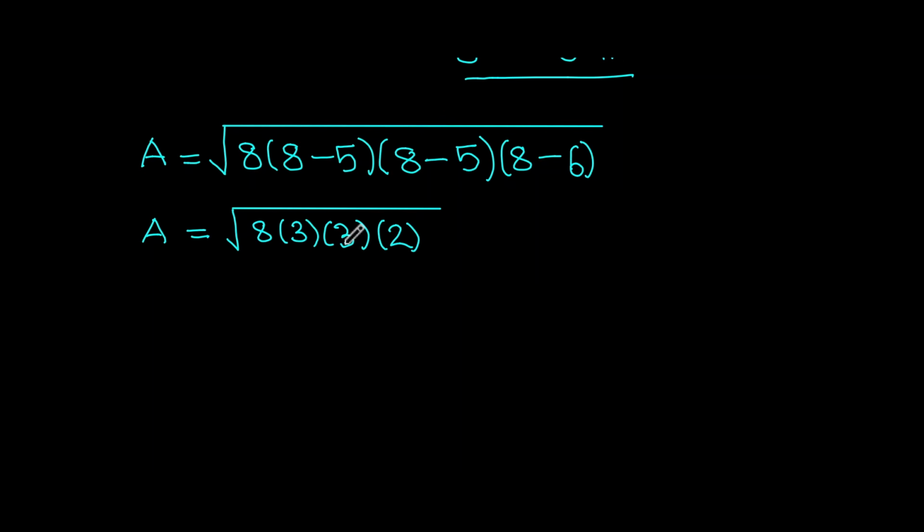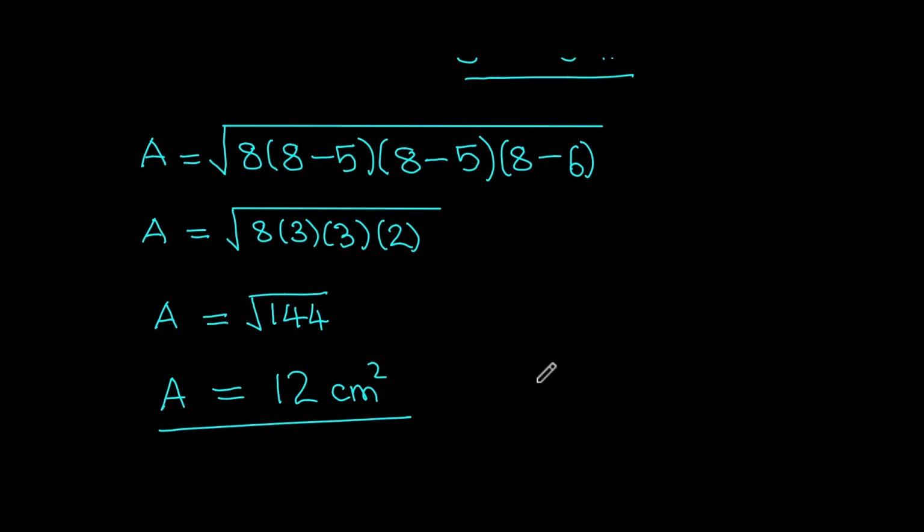2 times 3 we get 6, times 3, that is 18. 18 times 8 is 144. Therefore our A equals the square root of 144. Therefore the root of 144 is 12. So our answer is 12 square centimeters, and that is the first method using Heron's formula.